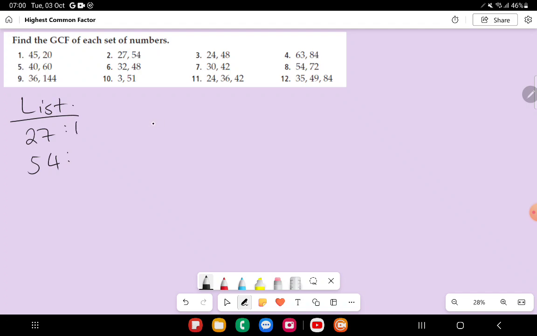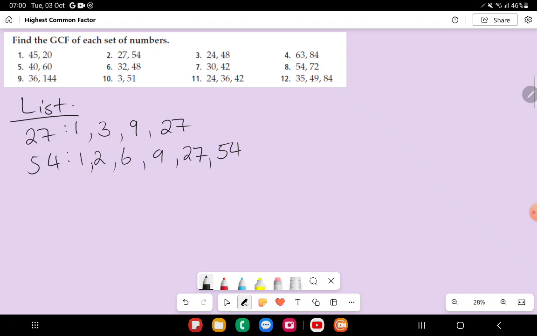So 1 times 27 gives me 27. 3 times 9 gives me 27. And those are the four factors that are available for 27. Notice that these are not prime factors. They are just factors. So prime and composite numbers. Let's do the same for 54. So it's 1 times 54. It's 2 times 27 and 6 times 9. So these are the available numbers for 54.